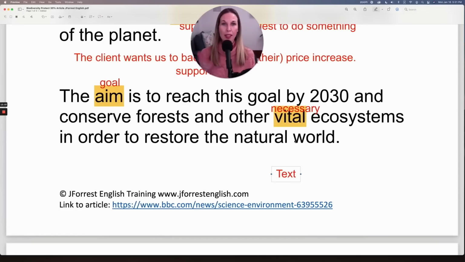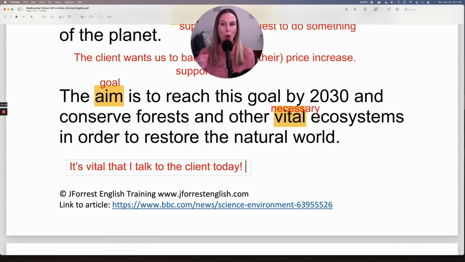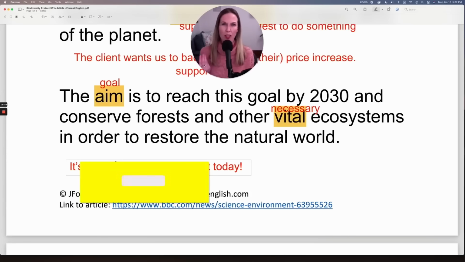I'll teach you an advanced sentence structure that you can use with the word vital, because we commonly say it's vital that I talk to the client today. So it's saying it's necessary, but vital sounds very strong. It sounds like if I don't talk to the client today, something bad will happen. It's vital. So it's very strong. It's almost a little dramatic. It will definitely get someone's attention. If somebody says it's vital that I talk to you today, I would want to know what that person wants to tell me because it sounds very important.